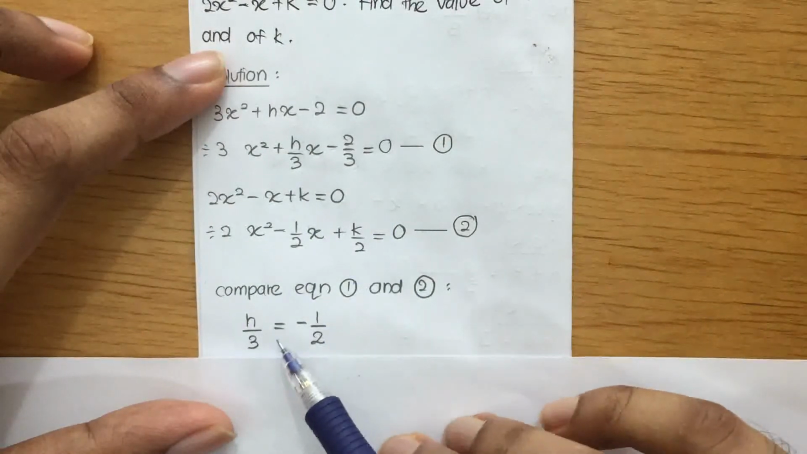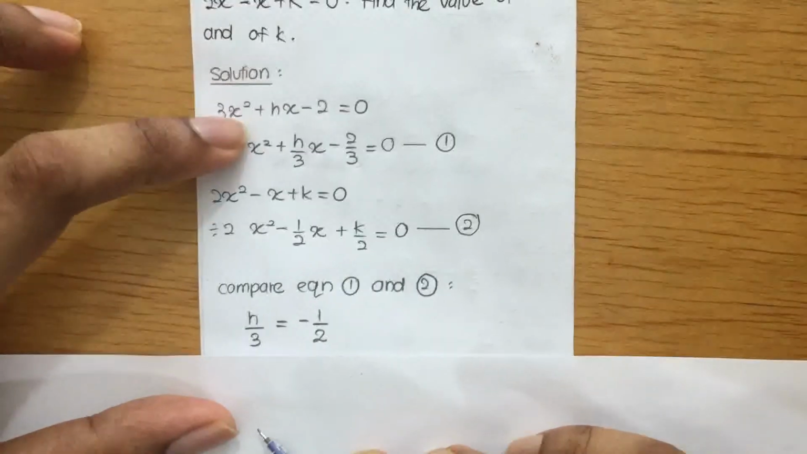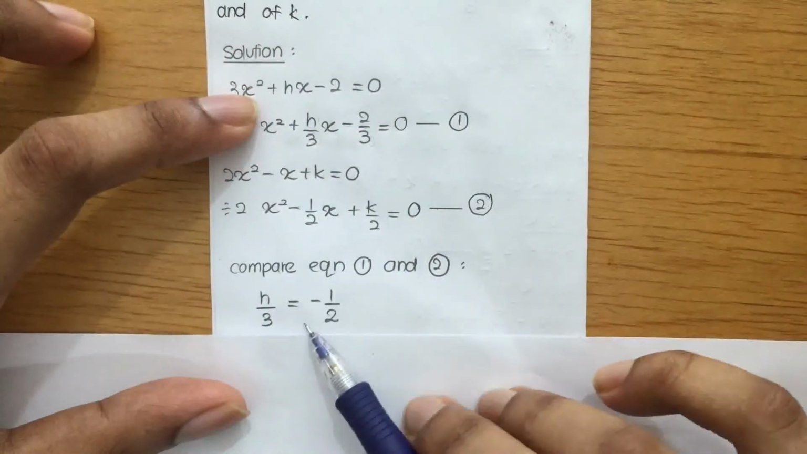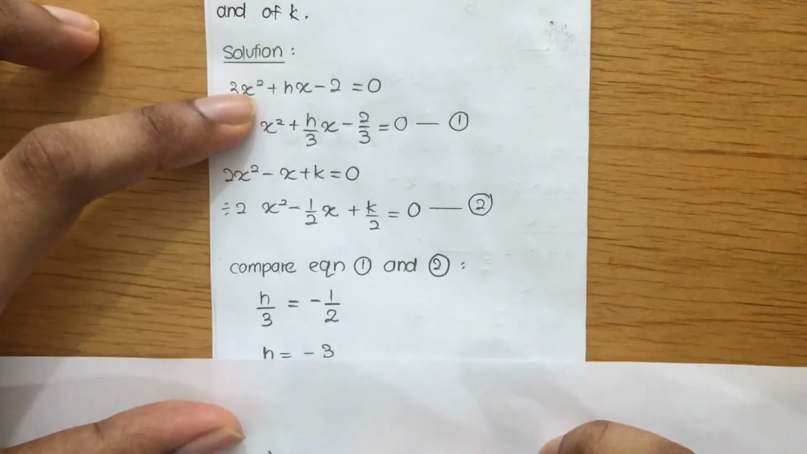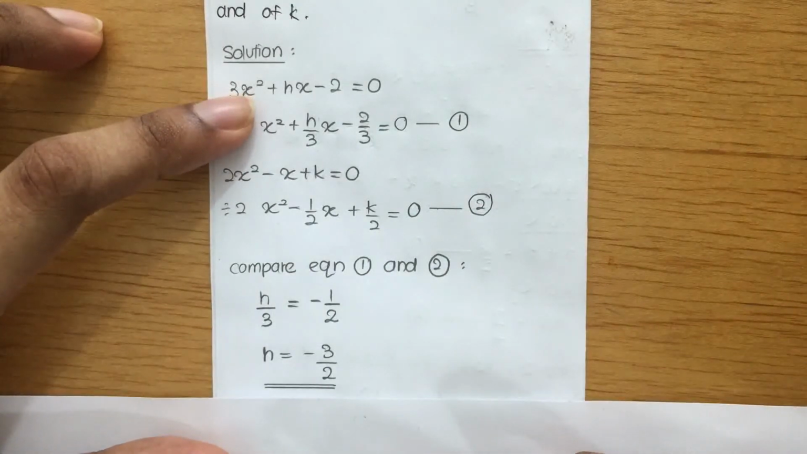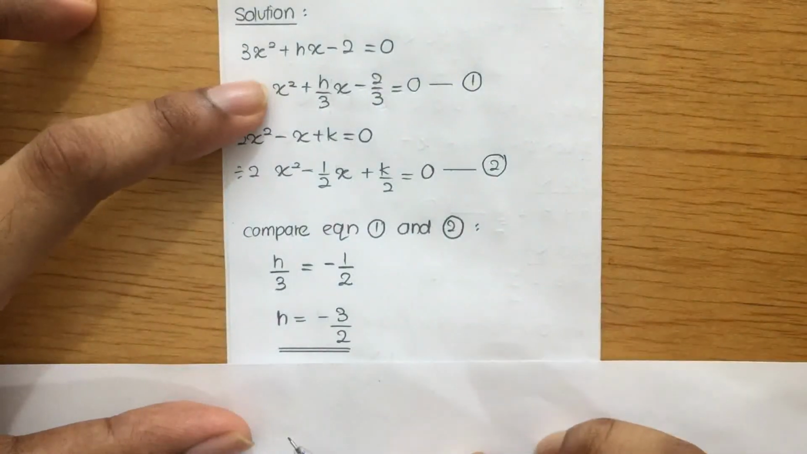So h over 3 is equals to negative 1 over 2. To find h, you multiply negative 1 over 2 by 3. So from here you get your h equals to negative 3 over 2. Okay, this is your h value.